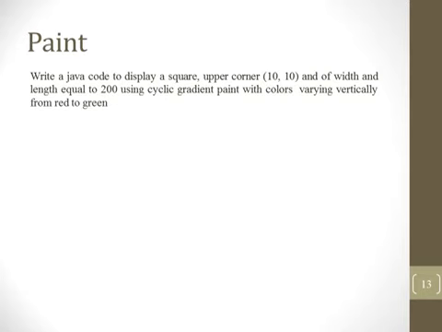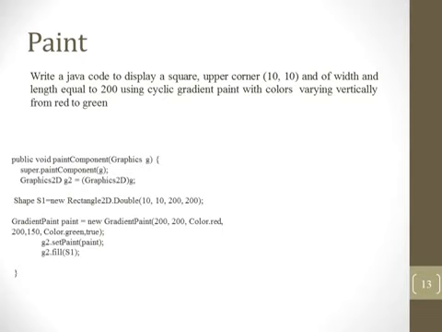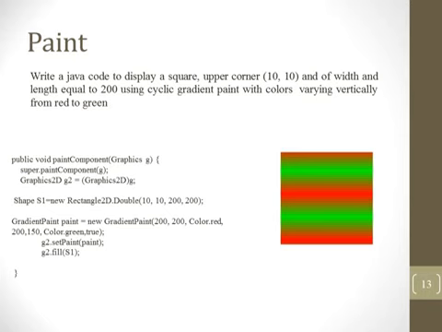Here also we define the rectangle, and we define a gradient paint from 10, 10 to 50, 10. Since it is cyclic, we set it to true, and then we set the paint, and we see the cyclic gradient paint repeated along the square horizontally.